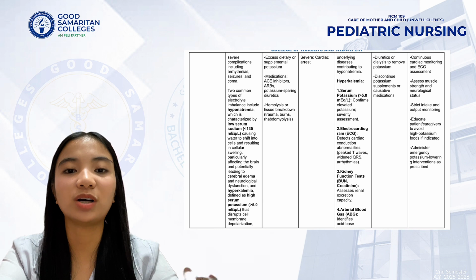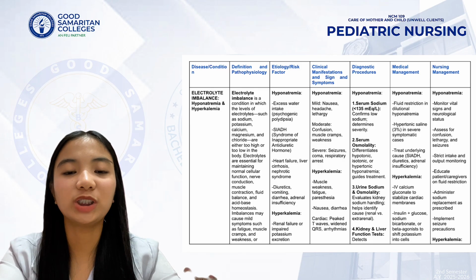Next is kidney function tests, including blood urea nitrogen and creatinine, which are also performed to assess the kidney's ability to excrete potassium. Next, arterial blood gas analysis may also be done to detect acid-base imbalances, particularly metabolic acidosis, which can worsen hyperkalemia.